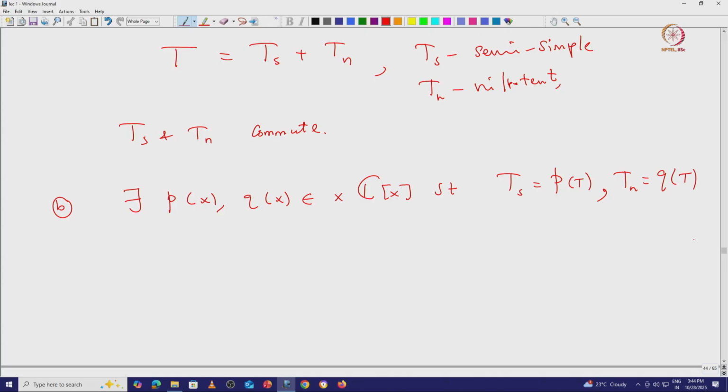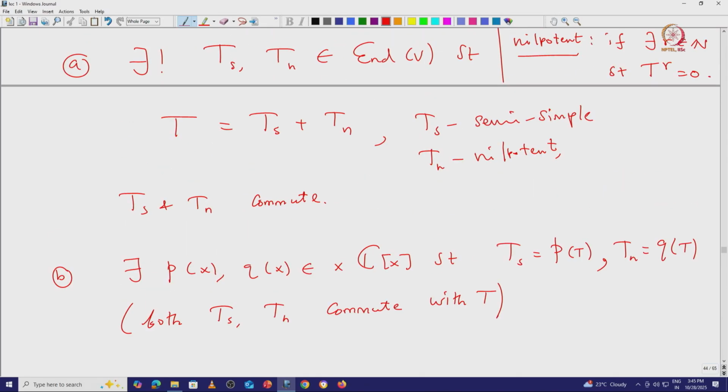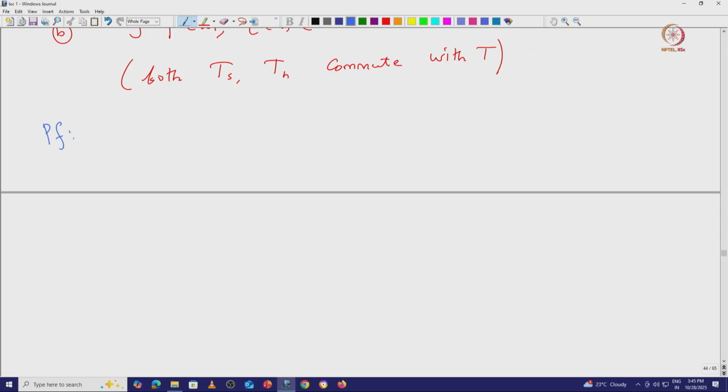So, this immediately implies both Ts and Tn commute with T. So, all these three operators commute with each other, and this decomposition that we have here is called the Jordan-Chevalley decomposition. This is indeed a very important decomposition theoretically, and one can prove this using the primary decomposition theorem. Let me just quickly sketch the proof.